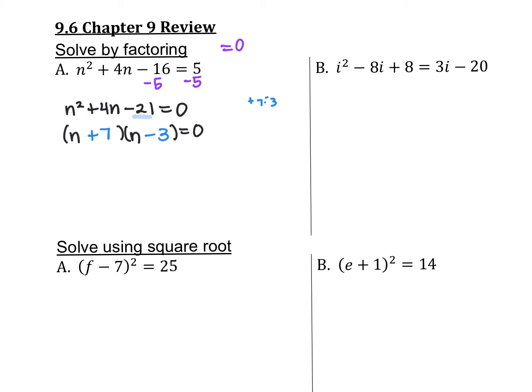And then I still need to solve it. Remember, if n plus 7 equals 0, then it must be true that n equals negative 7. And if n minus 3 equals 0, if I add 3, when I solve it, I get n equals positive 3.